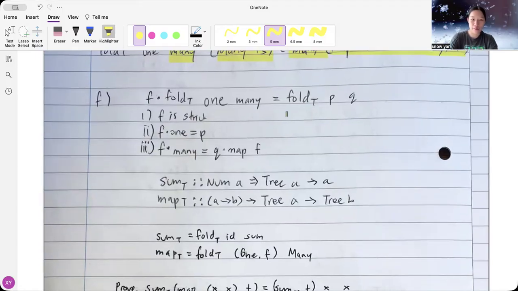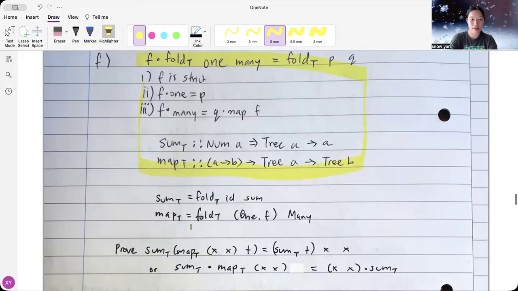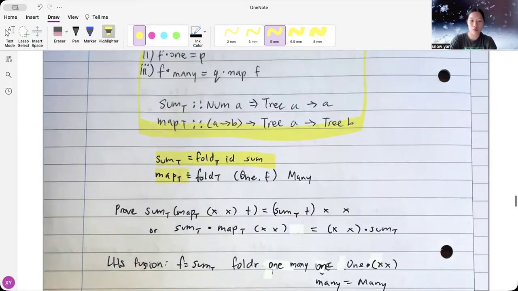Okay, so we have this. This is sort of like the conditions that I just copied down from earlier. I can write that sum of t is equal to fold t identity sum because for sum, if it was just one, it would just be itself. We don't even need to sum it up. It's just that thing. If it was multiple items, then we just have the sum of those things, right? For map of t, what we have is fold t, and then we would want first to apply the function, right?